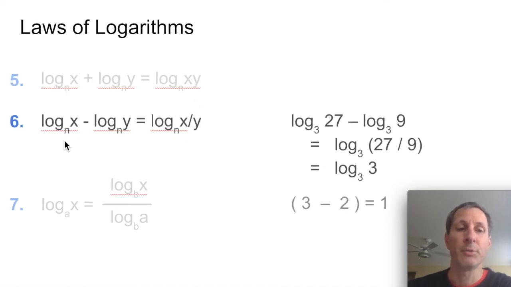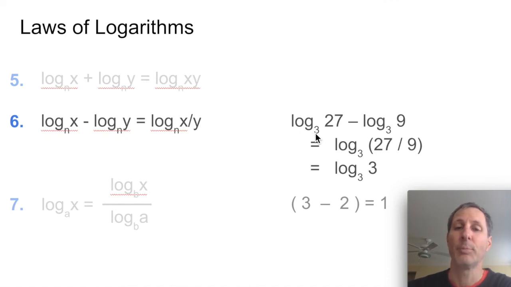Then the next law, number 6, log base n of x minus log base n of y. Well, you can divide those two results. It's very similar to number 5, except it's for subtraction / division instead of addition / multiplication.